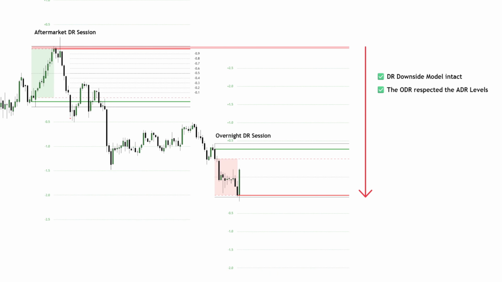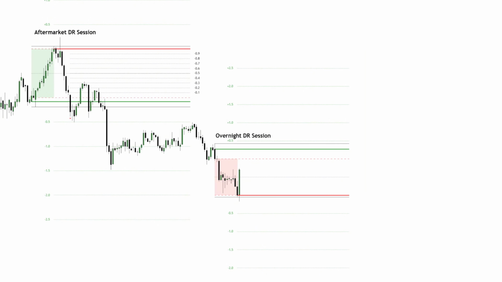Moving into the overnight DR session, it's easy to see that a DR downside model is intact. The overnight DR respected all aftermarket DR levels. On top of that, the first hour of the ODR formed a red DR box, meaning the closing price was below the opening price. Another strong piece of evidence that downside momentum could continue. Still, at this point, we didn't have a confirmation yet.